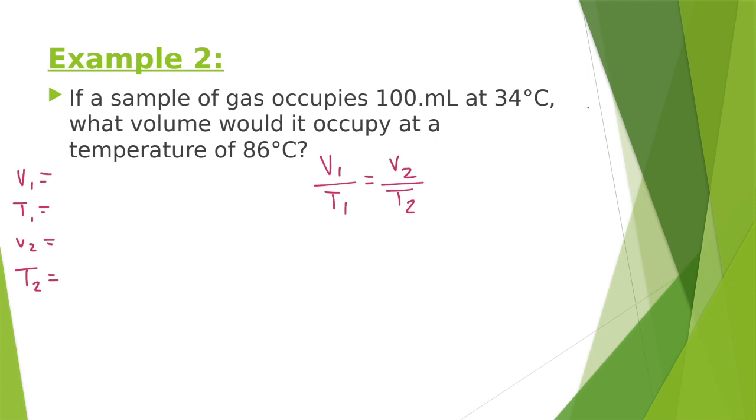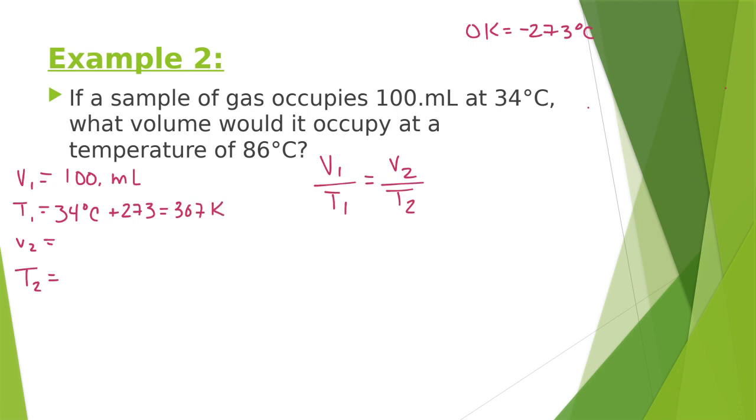So let's do an example with Charles' law. It says a sample of gas occupies 100 mL at 34 degrees C. So let's jot this down. My volume is 100 mL and my temperature is 34 degrees C. Let's convert this to Kelvin right away. Remember that 0 Kelvin is equal to negative 273 degrees C. So when you're converting to Kelvin, you simply add 273 to your Celsius temperature, which gives me a temperature of 307 Kelvin.